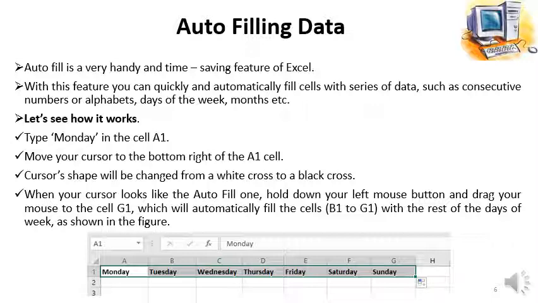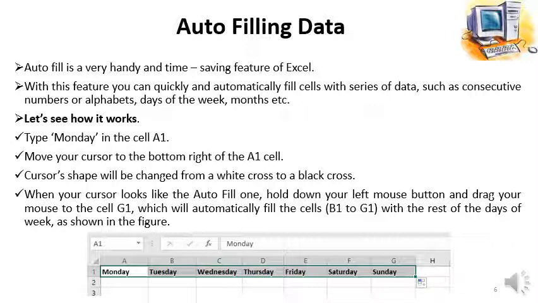In this figure I have just written the first day of the week, that is Monday, and after placing the cursor on the bottom right corner of this cell which contains the word Monday and dragging it to G, you will see that the rest of the names of the days of the week are inserted automatically. So this is just because of the autofilling data feature of Microsoft Excel.